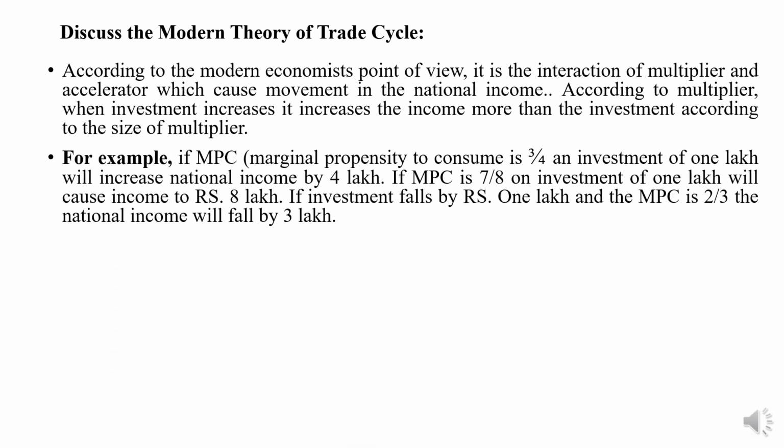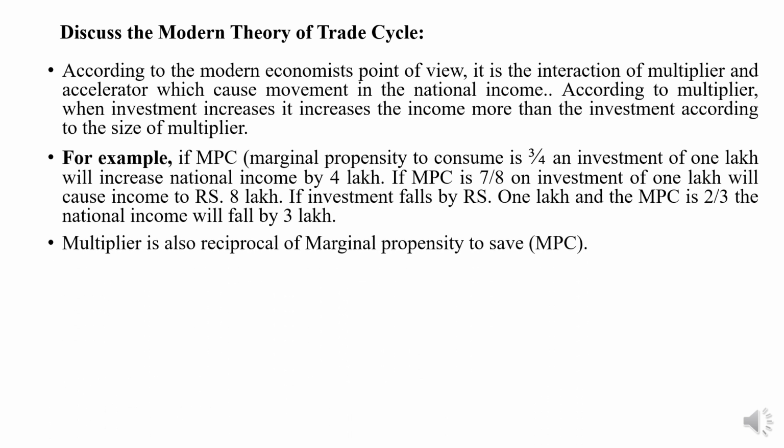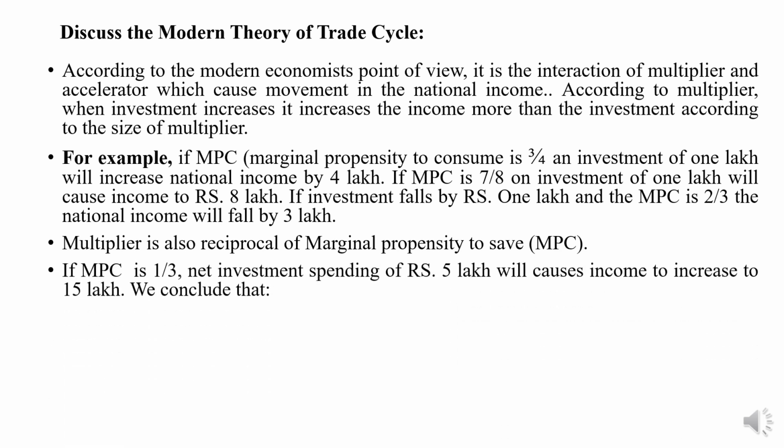Multiplier is also the reciprocal of the marginal propensity to save, or we can say 1 minus MPC. So, if MPC is 1 by 3, net investment spending of rupees 5 lakh will cause income to increase to 15 lakh. We conclude that change in income is equal to 1 by 1 minus MPC into change in investment. This is the formula to find the change.